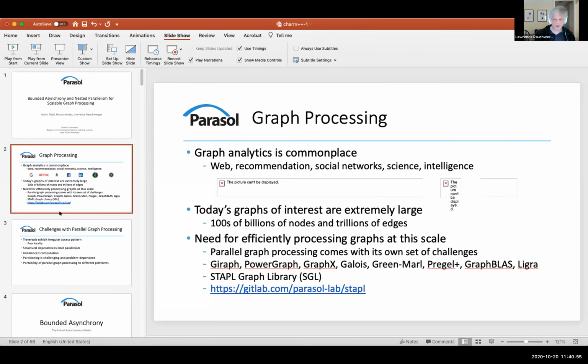With graph processing, you all know, and I'm not going to repeat in this audience, that graph analytics is commonplace, and that today's graphs of interest are very large, actually.